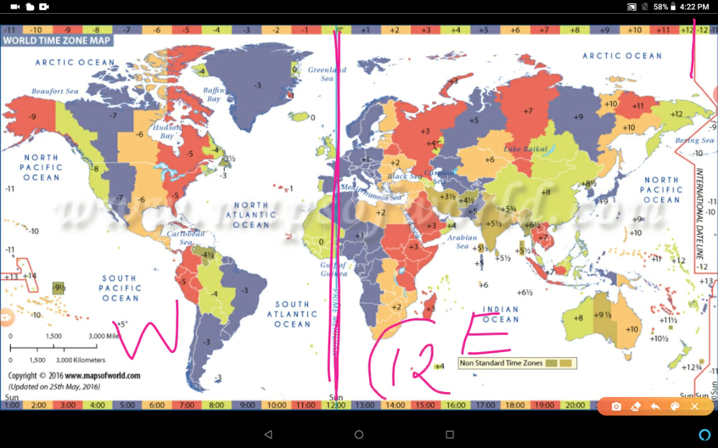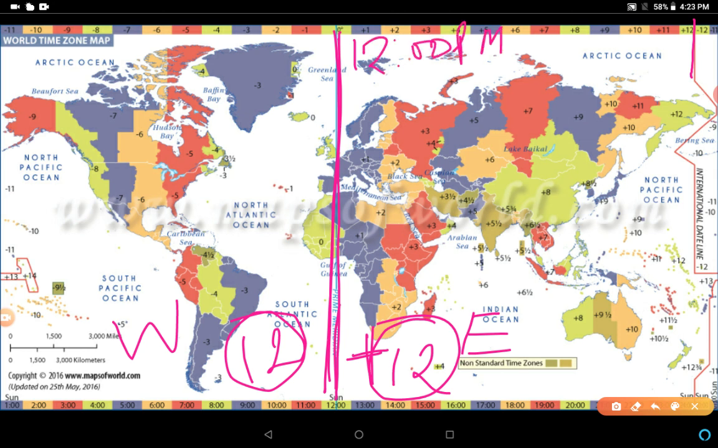12 time zones are in this part, 12 time zones are in this part, but in the eastern part 12 time zones are ahead of 0 degree prime meridian. Whatever time will be there, we will count 12 noon PM at GMT. If it is 12 noon at GMT, now we'll count the time in different areas situated in the eastern part and western part. In the eastern part, 12 zones are ahead of GMT, and in the western part 12 zones are lagging behind GMT.